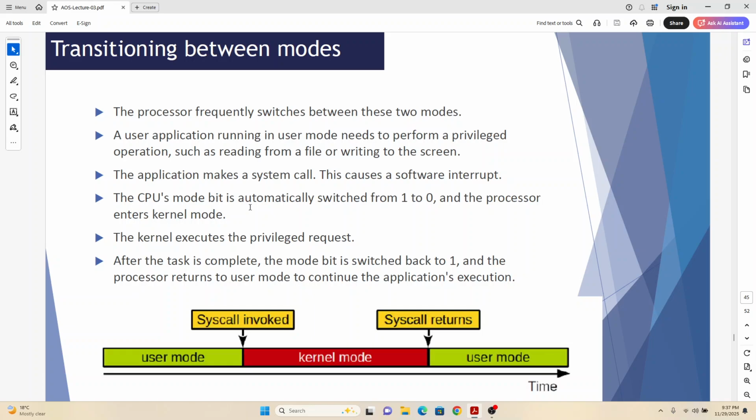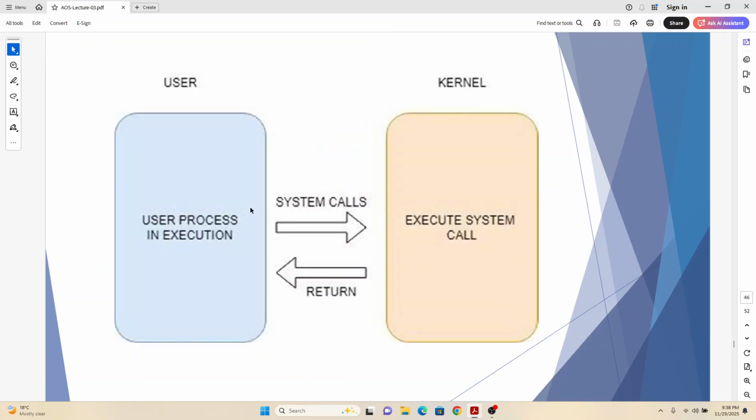In order to transition between them, we have to initiate a system call, and when our process or request is done, we return from the system call and go back to user mode. First we are in user mode, then we go to kernel mode, and finally we are again in user mode. It is the same thing: we make a system call, execute it, and then return to user mode.